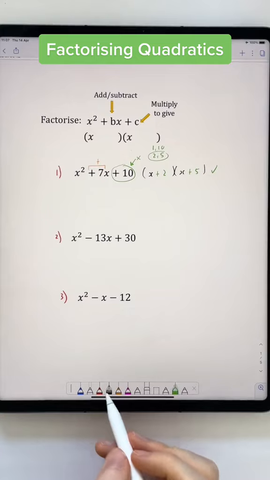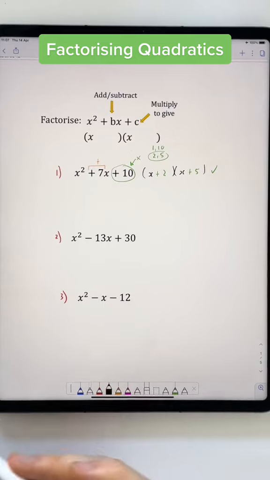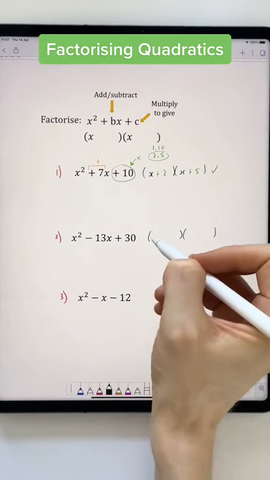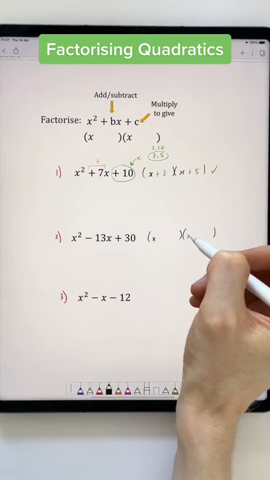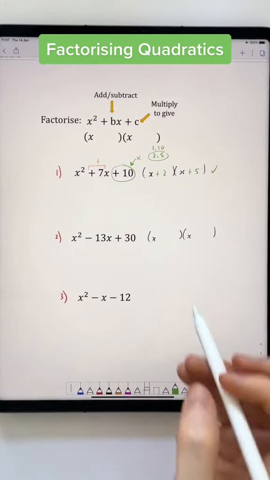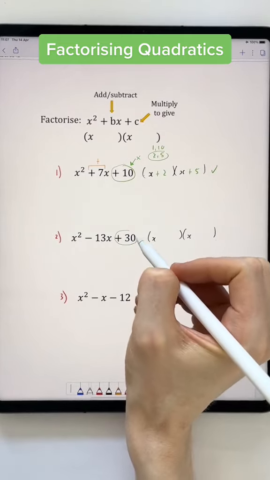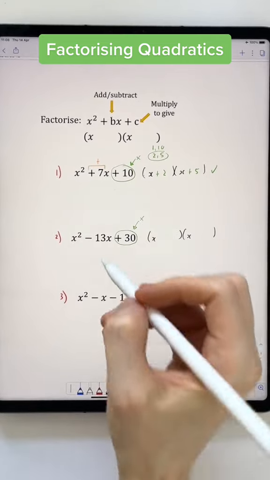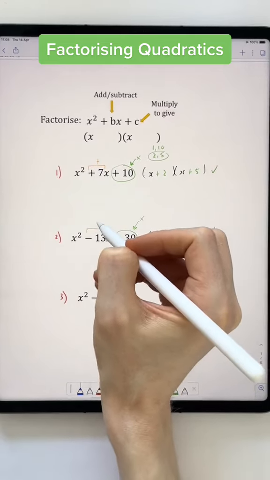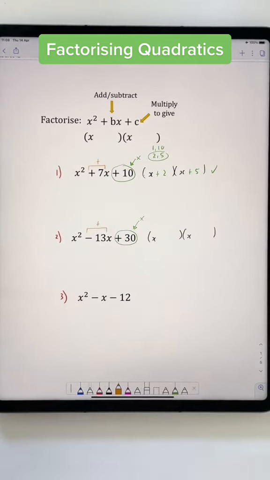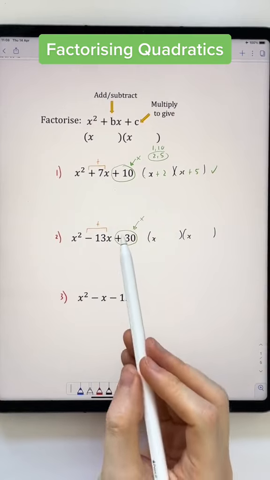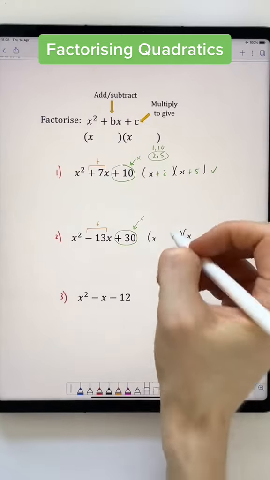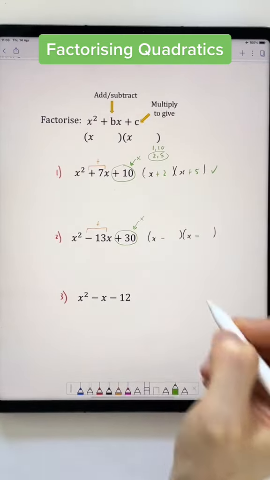For question 2, again, we have a quadratic in terms of x. Therefore, we're going to place into double brackets. As it starts x squared, we're going to place a single x inside each bracket. In this case, we want to find two numbers that multiply together to give us plus 30, and the same two numbers must add together to give us the number in front of the single letter, which in this case is negative 13. If our constant, i.e. our number term, is positive, and the number in front of the single letter is negative, then we know the signs inside the bracket will both be negative.